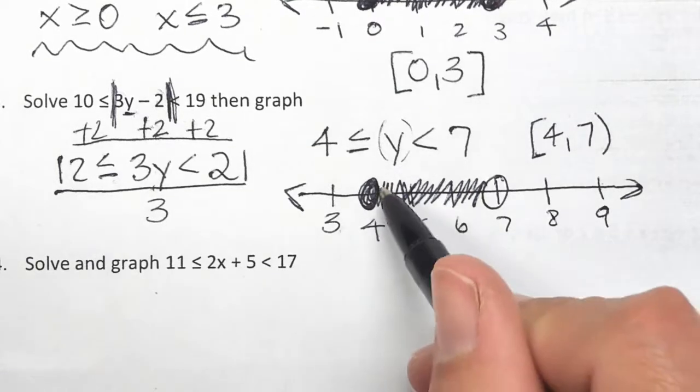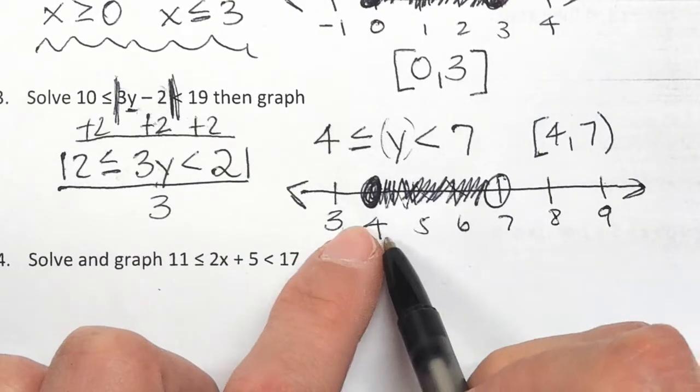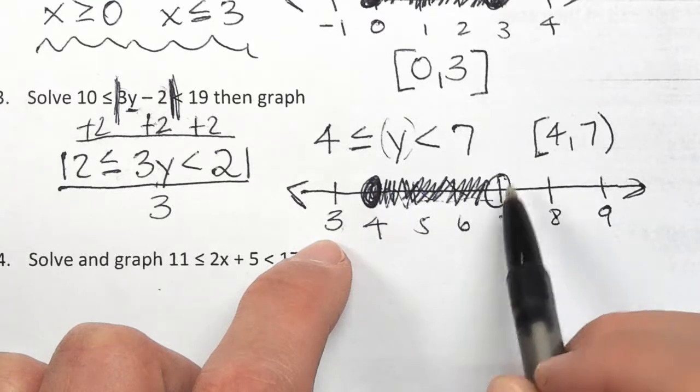And it's from the line that we shaded. So like, where does the line start? That's going to be at 4. Where does it end? That's going to be at 7.